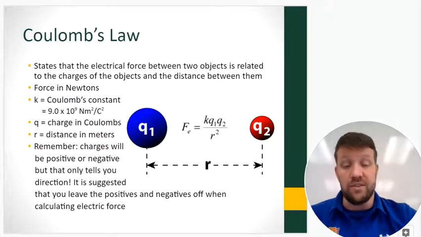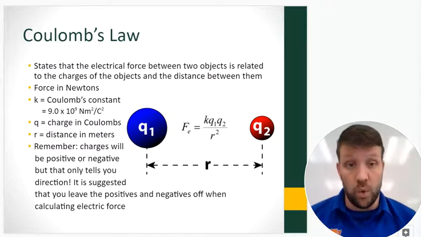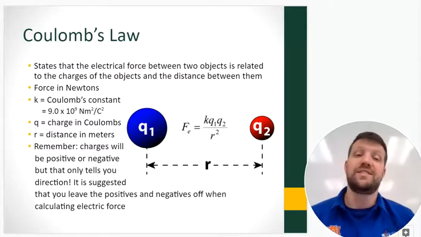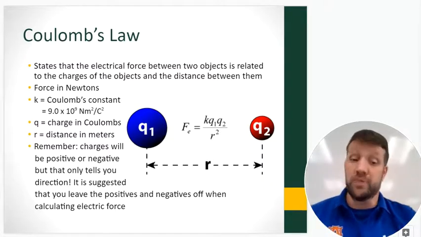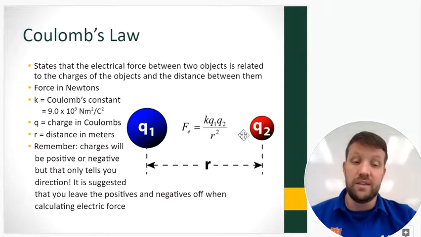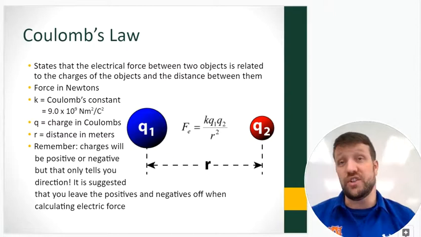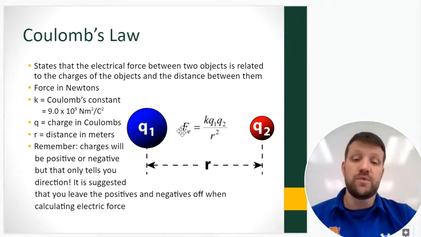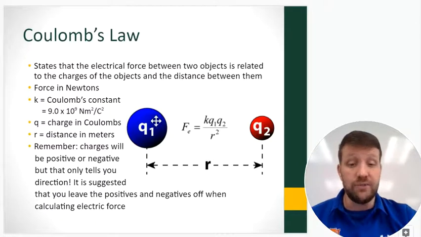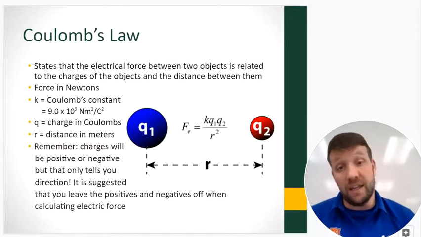So this F sub e, that is the electrical force, that's there because there's an electric field present. It would be the electric force between these two charges. If these were opposite charges, a positive and a negative, then the force would be pulling them together towards the center. If these were both negative charges, then the force would be acting outwards, away from each other, and they'd be repelling.